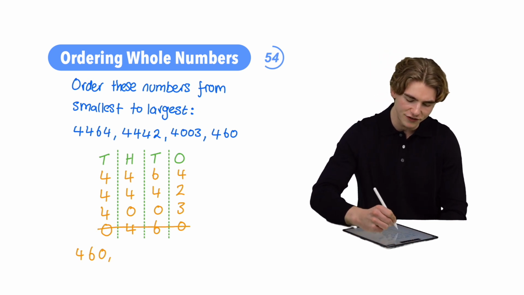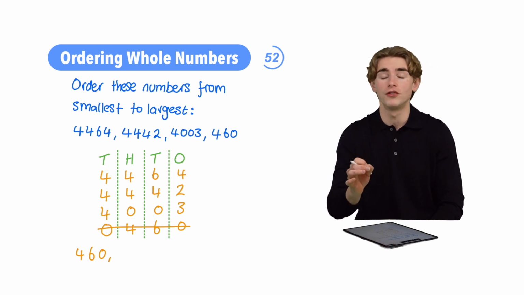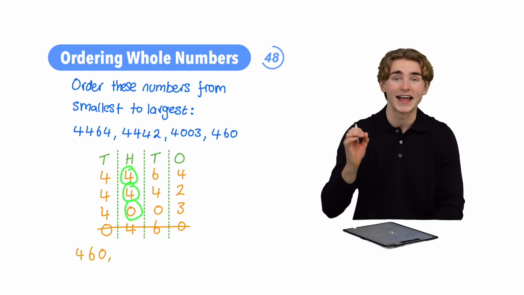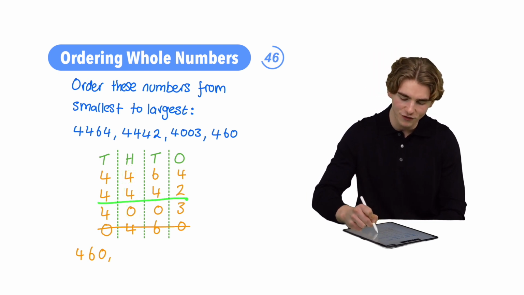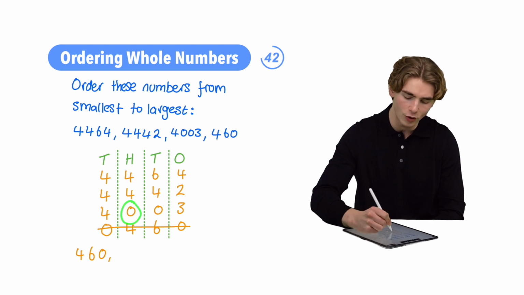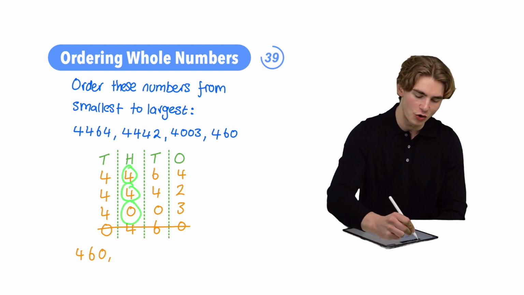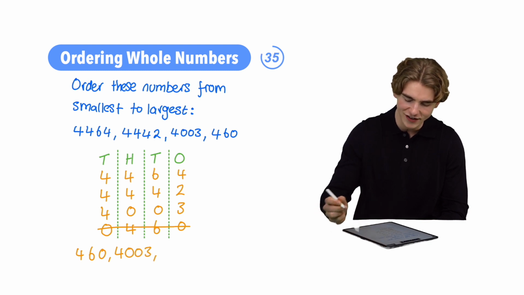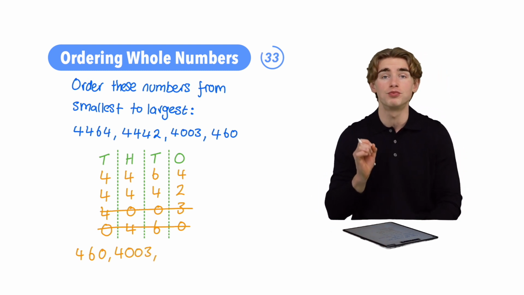Now, because each of the other numbers have a 4, we're going to move on to our hundreds column. We can see that we have a 4, and a 0. Again, it's pretty clear that this number, 4003, is going to be our next smallest number because the 0 is smaller than the 4 and the 4. Let's write in that number then. We have 4003 as our next smallest. Again, we're going to cross that out to prevent confusion.